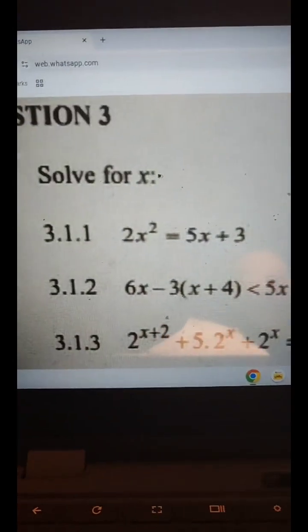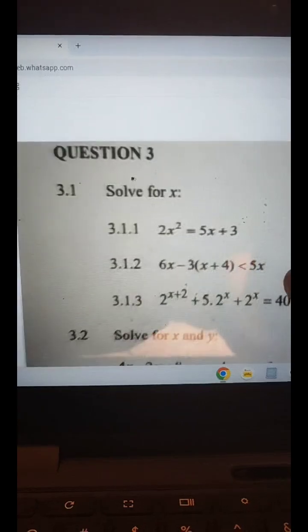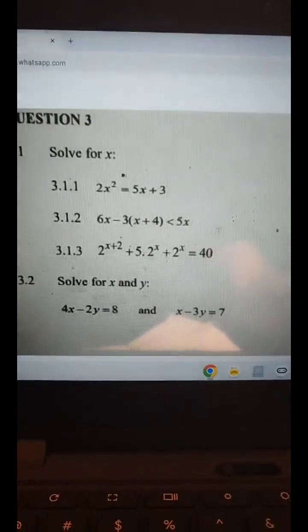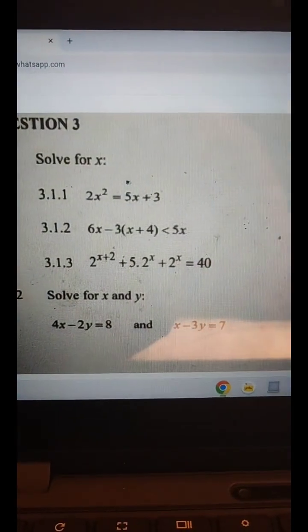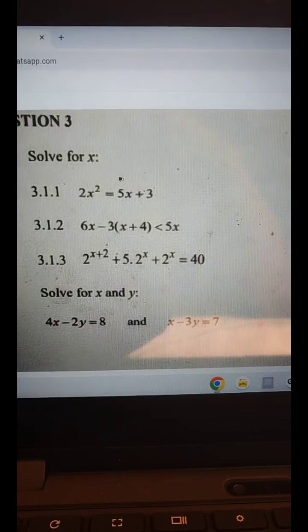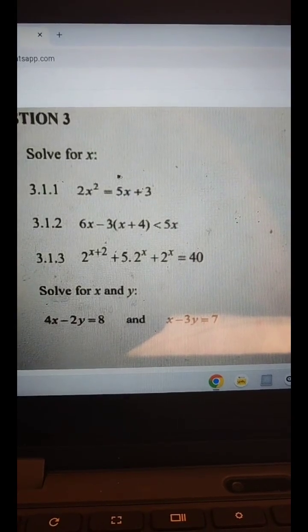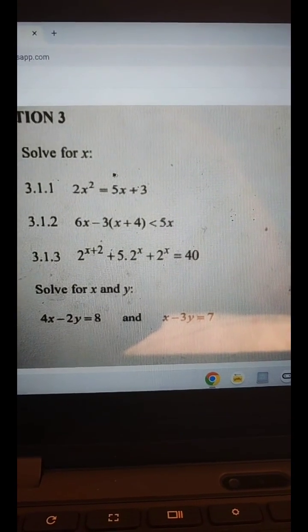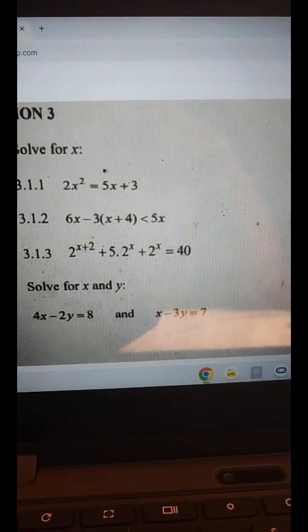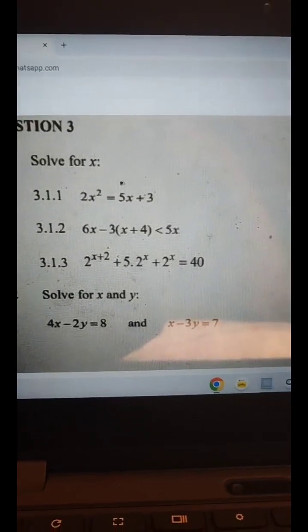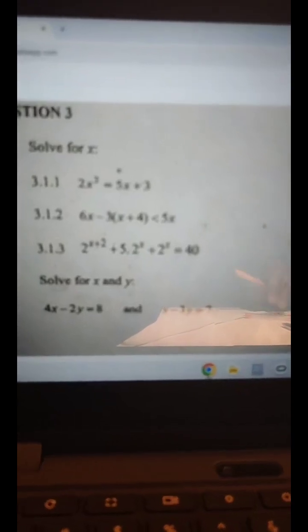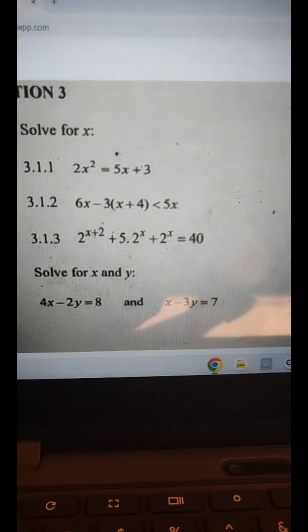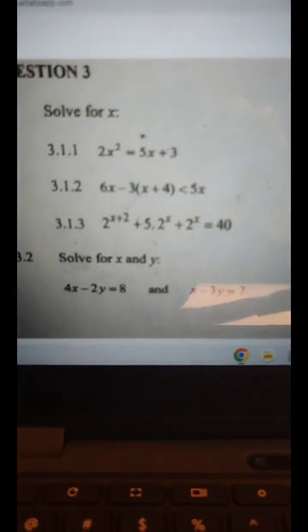All right, I think we can now move on to the next few questions. Solve for x. Here we are. Okay, we are going to rush through and finish off our questions with 3.1.1 solve for x, 3.1.2 inequality, 3.1.3 exponential equation, and then 3.2 solve for x and y simultaneous equation. And that should basically be that for the beautiful night.